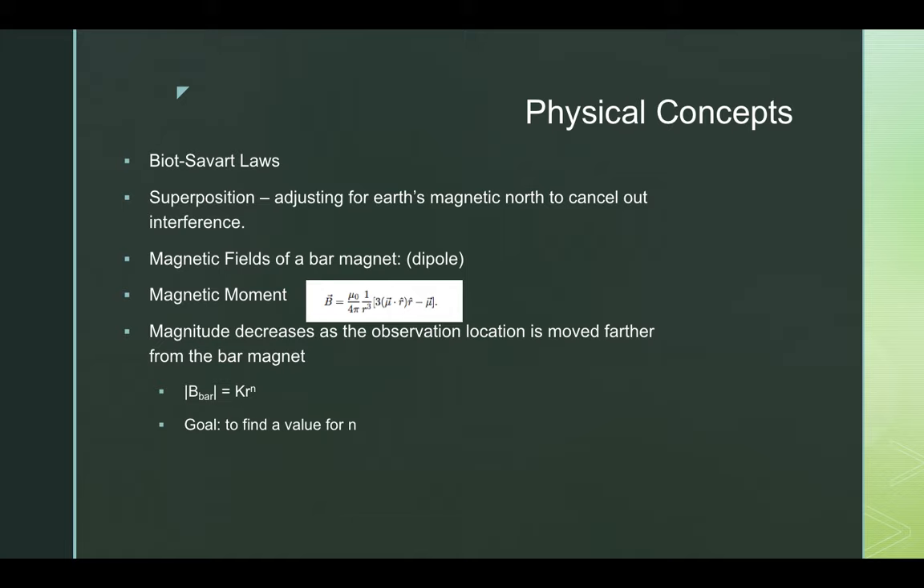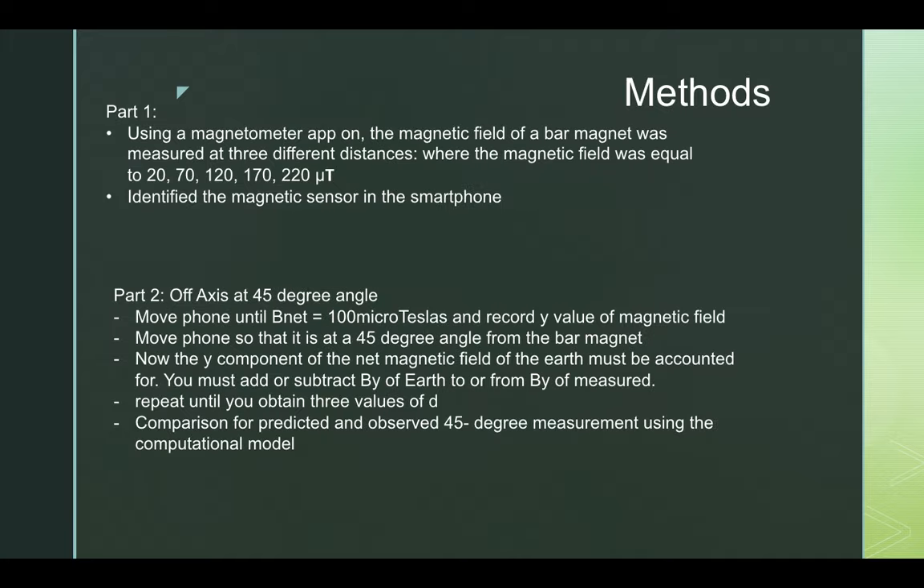And then we also used the equation: magnetic field of the bar is equal to a constant times distance to the distance dependence power. And we also know that magnitude decreases as the observation location is moved further away from the bar magnet, hence the exponent. And the goal of this lab was to find the value for n.